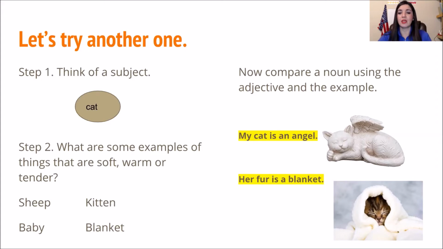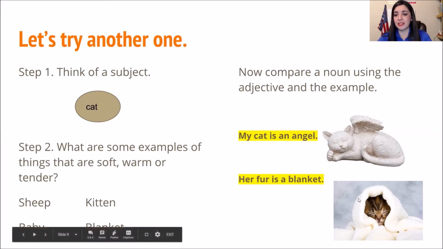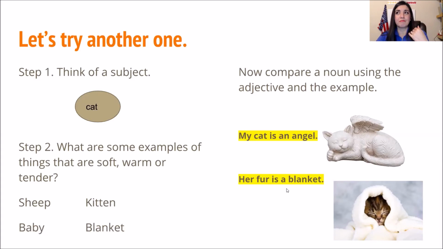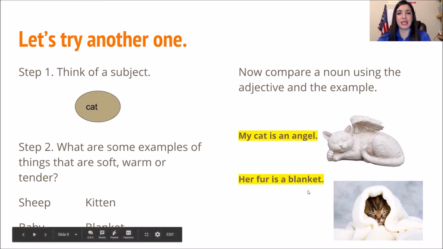Her fur is a blanket. Okay. So again, my cat's fur is not really a blanket. It's not long enough, nor could I use it to cover myself. But it does give you the idea that her fur is very soft and warm. And so that's how I could describe my cat and how she keeps me warm.